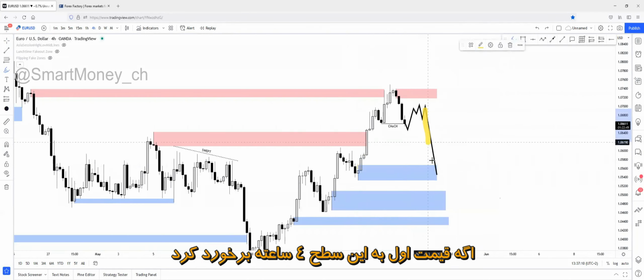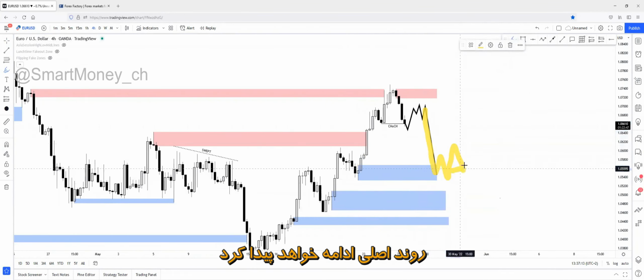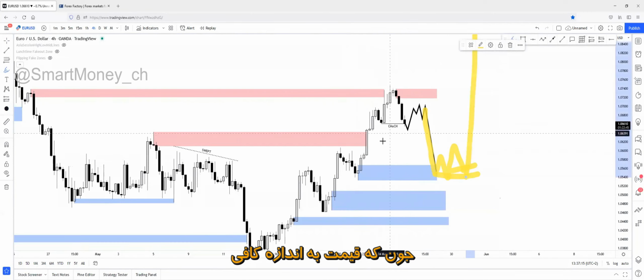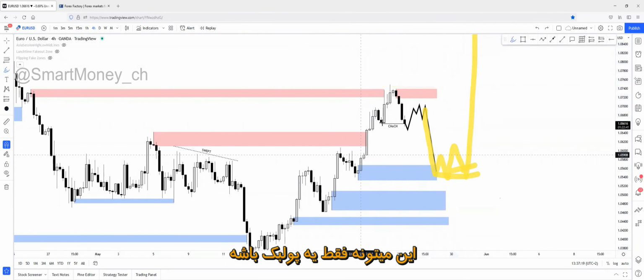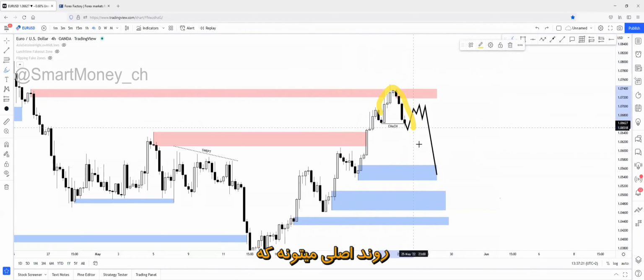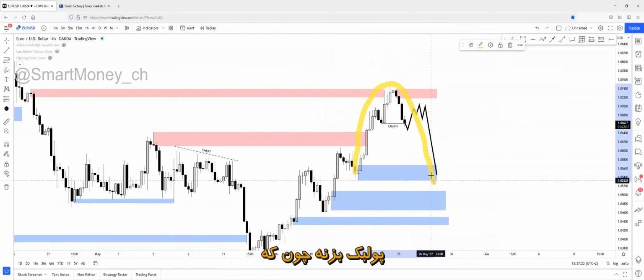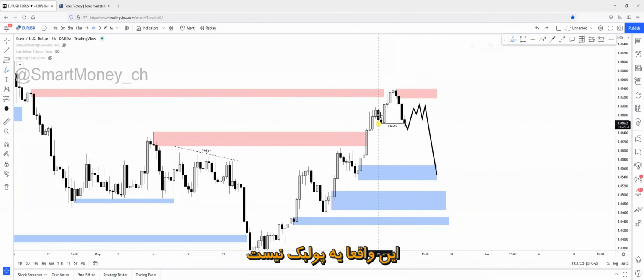If price taps this 4-hour zone first, and there will be a 15-minute change of character, then the main trend will be continued because price has collected enough liquidity to continue the overall main trend to the upside. Because this could be just a pullback of the main trend. This could be just a pullback because, as you can see, this isn't a real pullback.